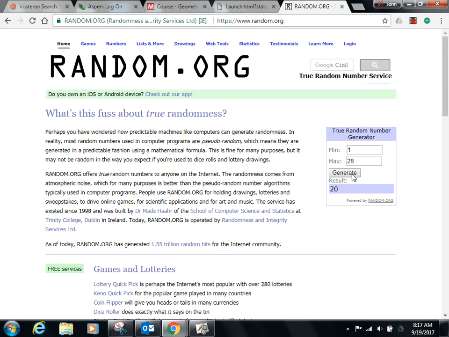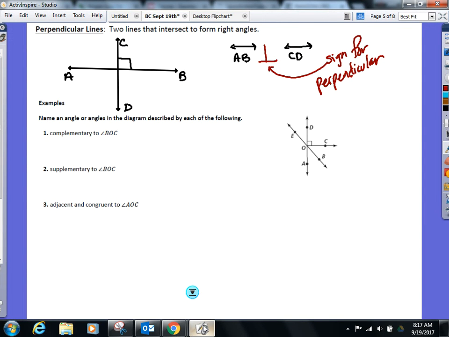What do we got here? Oh, 20. What do we got? Great job. Angle AOB. Everyone see that one? This one right here? Because this angle, COA, is a 90-degree angle, and to BOC, I would need to add AOB. Perfect. Nice job.